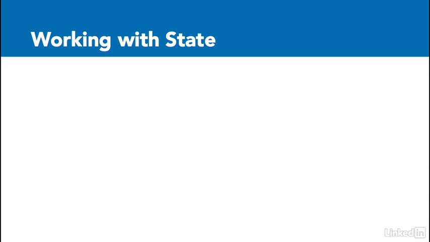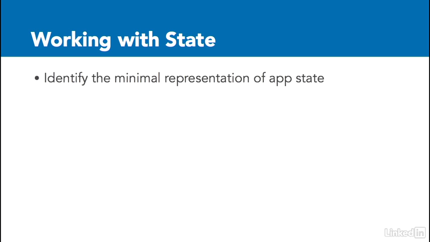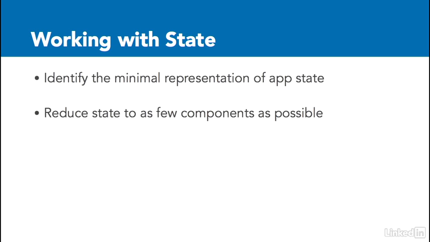out. In React apps, we want to identify the minimal representation of app state, and then we want to reduce state to as few components as possible. This way, we can avoid overriding state variables, which can cause chaos in our applications. In this app, we can reduce our state to one component, and it's a new one that we're going to create called app.